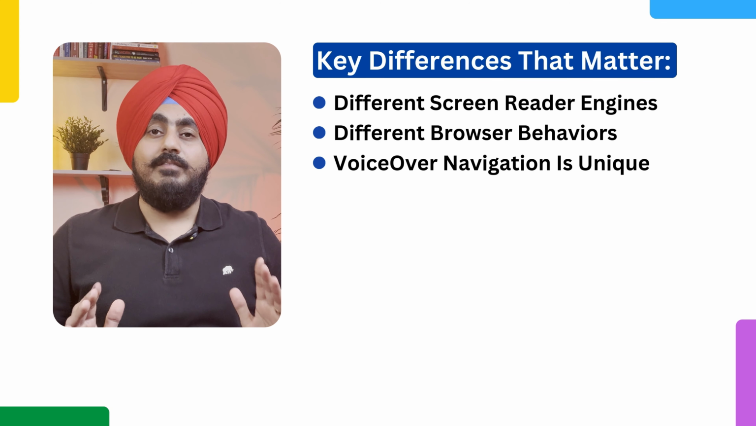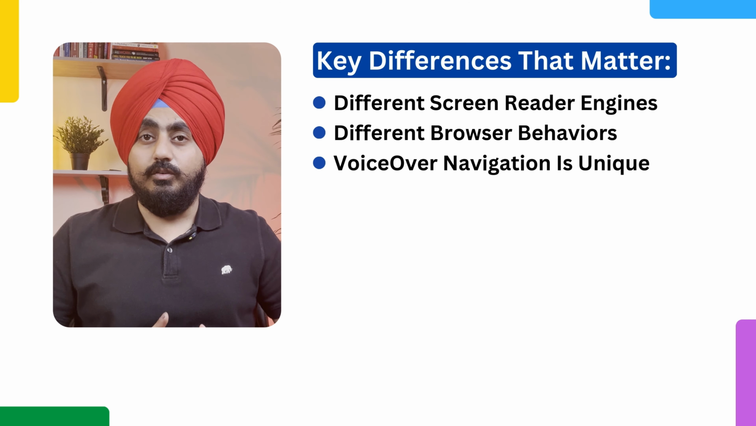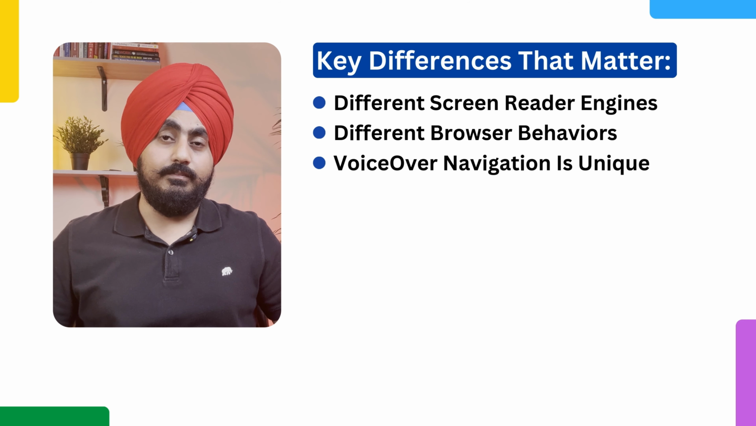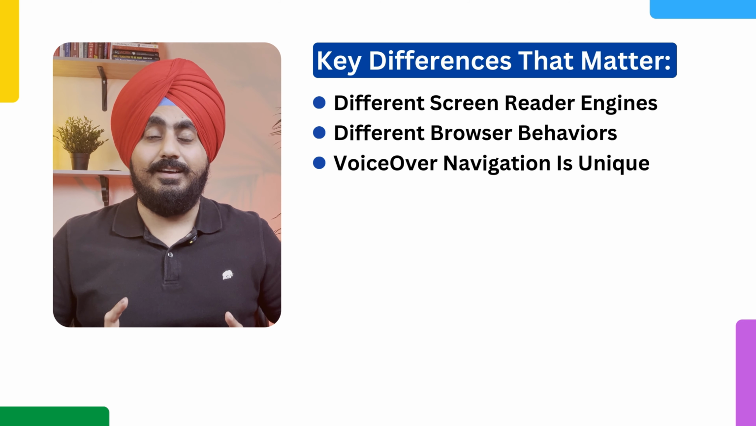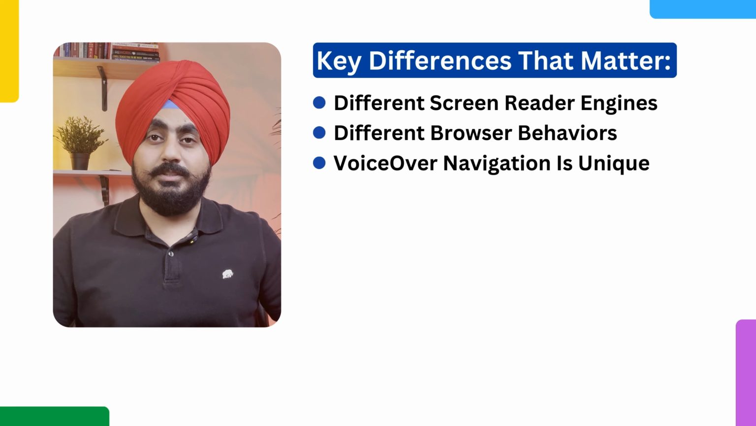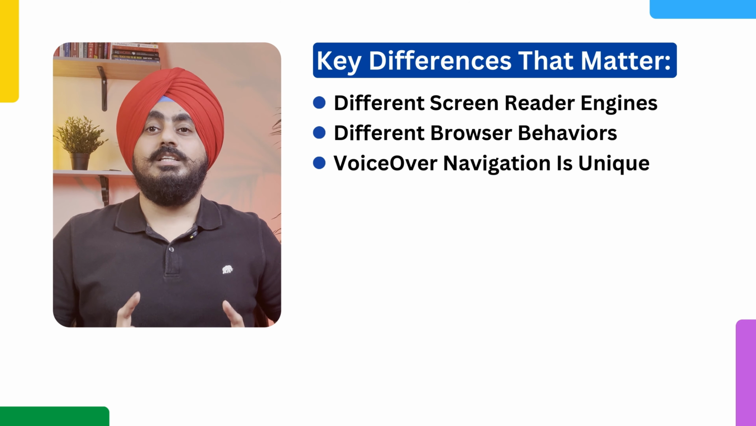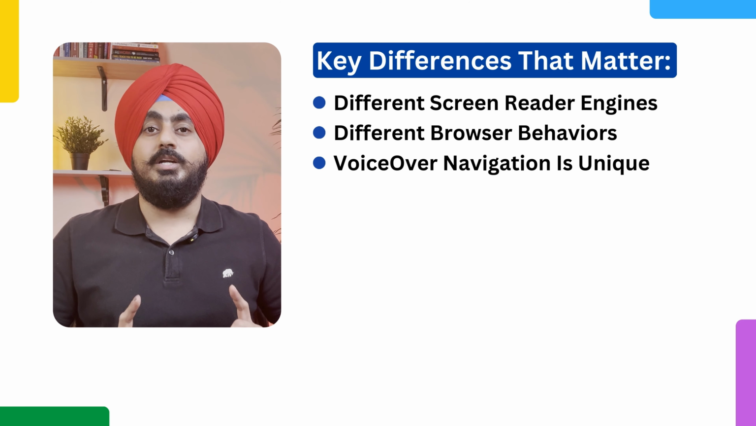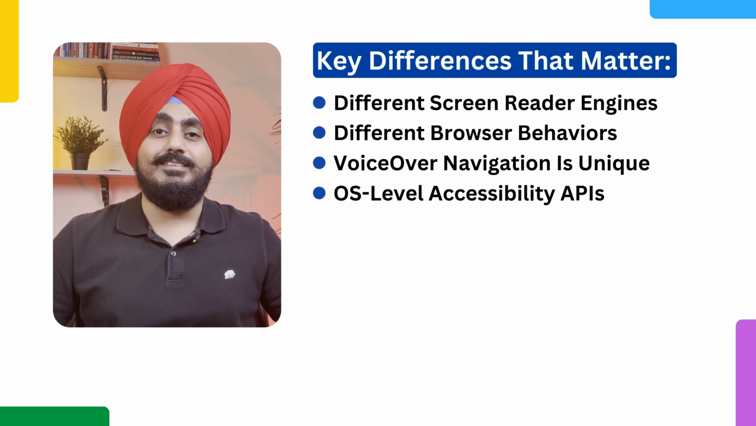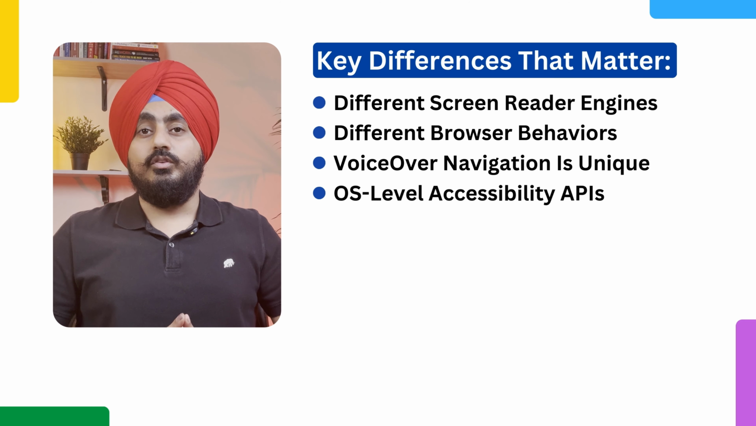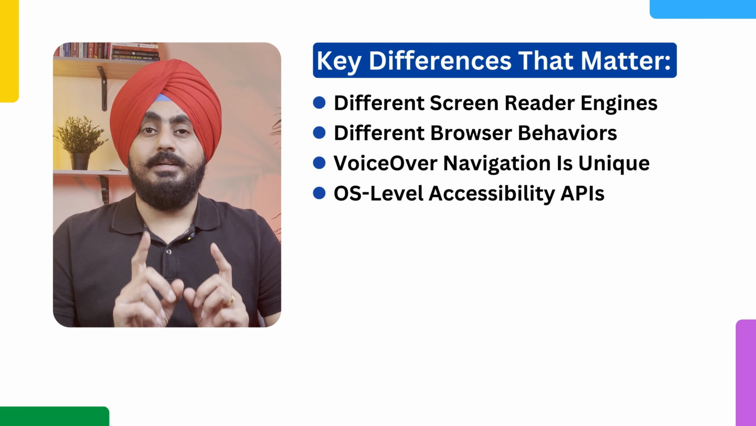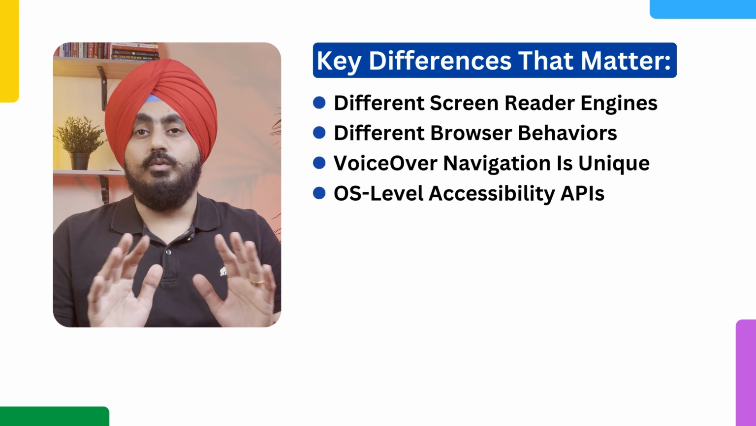Third, VoiceOver navigation is unique. VoiceOver uses a concept called Rotor, a feature that JAWS does not have. However, JAWS does have very good shortcut keys. The user navigates with Control plus Option keys with VoiceOver, which leads to a very different experience compared to JAWS keystrokes. And lastly, the operating system level accessibility APIs. VoiceOver depends on macOS, which affects how it interprets structure, landmark, and focus behavior.